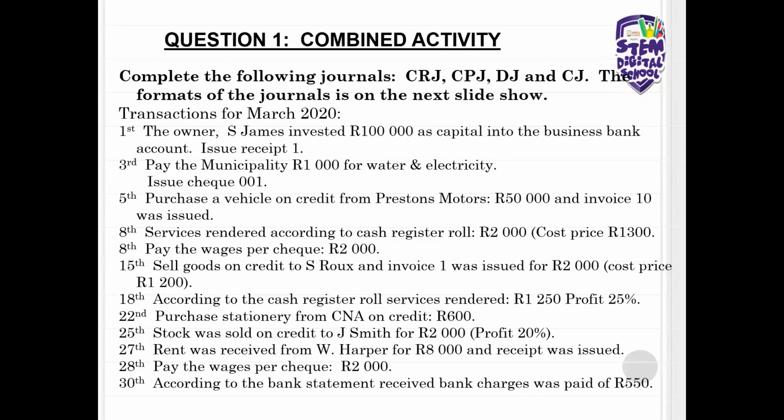On the first, the owner, James, invested 100,000 as capital into the business bank account. Issue receipt number 1. On the third, pay the municipality 1,000 rand for water and electricity. Issue check 001. On the 5th, purchase a vehicle on credit from Preston's Motors, 50,000, and invoice 10 was issued. Look, on the 8th there are 2 transactions. The first one is services rendered according to the cash register roll, 2,000 rand, and the cost price is 1,000 rand.